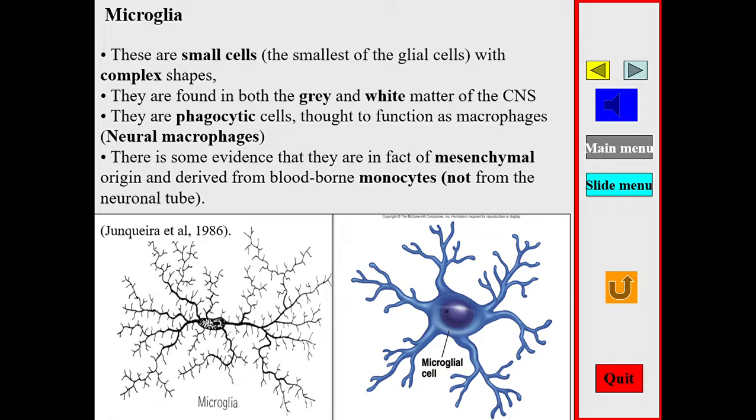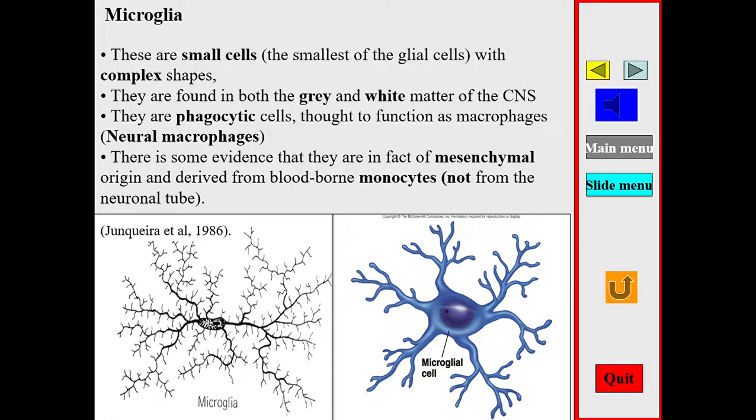The third type is the microglial cells. Those cells are small cells, as we can see. Micro means small. Also, they contain cellular processes, very branched processes, and they can be found in both the white and the gray matter. And those cells are the neural macrophages, which means they can phagocytose any damaged particles or any foreign substances within the central nervous system.